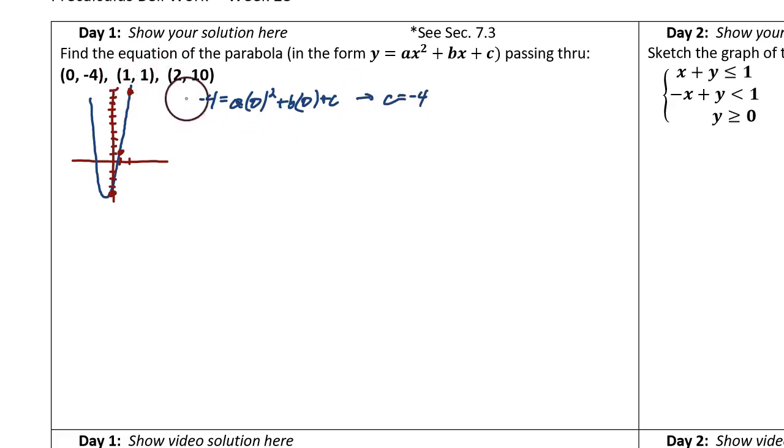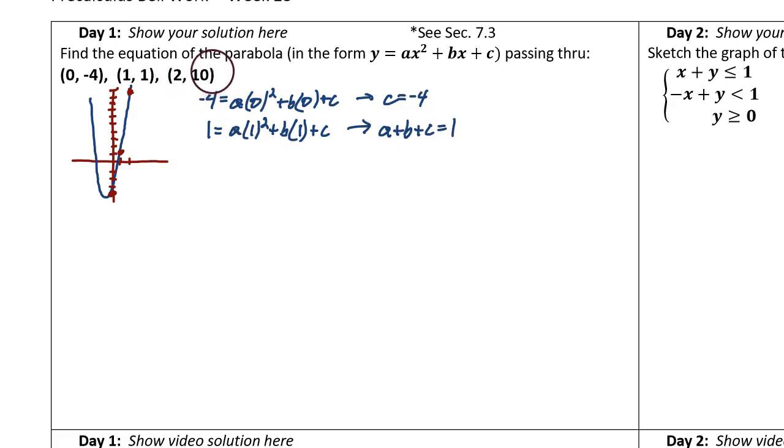Now let's use the second ordered pair and replace x with 1 and y with 1. So for the letter y, fill in 1, and then it's a times 1 squared plus, now b times 1, and then plus c. So simplifying this, this makes a plus b plus c is equal to 1.